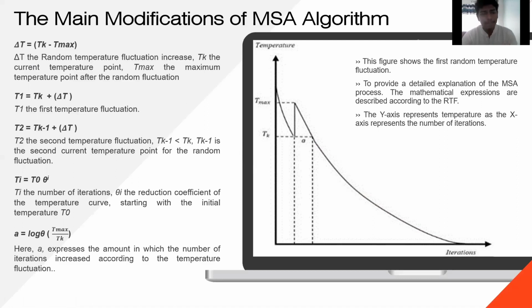Also, I have to say here, we have a limitation where the random temperature fluctuation does not exceed a certain point. So we have actually given a parameter where the random temperature fluctuation should be within a certain range. That is, if you take here the example, it should be below T max and above Tk. And here the y-axis represents the temperature, and the x-axis represents the iterations, the number of iterations.